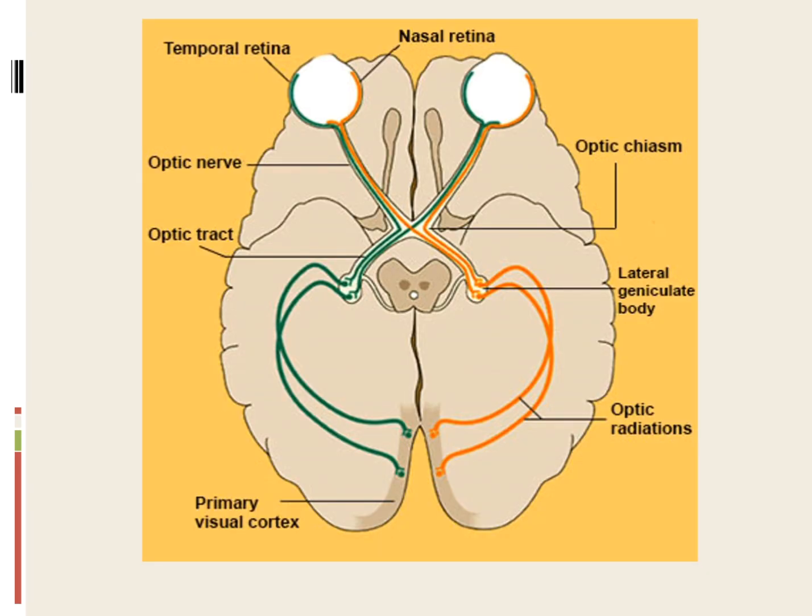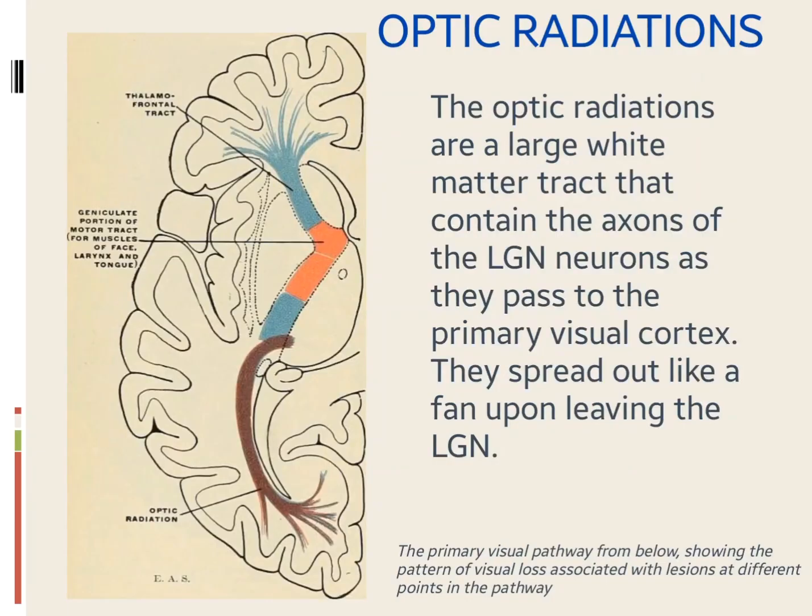So this is a diagram showing the temporal retina and nasal retina. From there we can see that from the optic nerve, fibers cross at the optic chiasm. Then we have the optic tract. The optic tract is the one that carries information to the LGN, the lateral geniculate body. From the LGN, we'll talk about the optic radiation. The optic radiation is the one that transmits to the primary visual cortex.